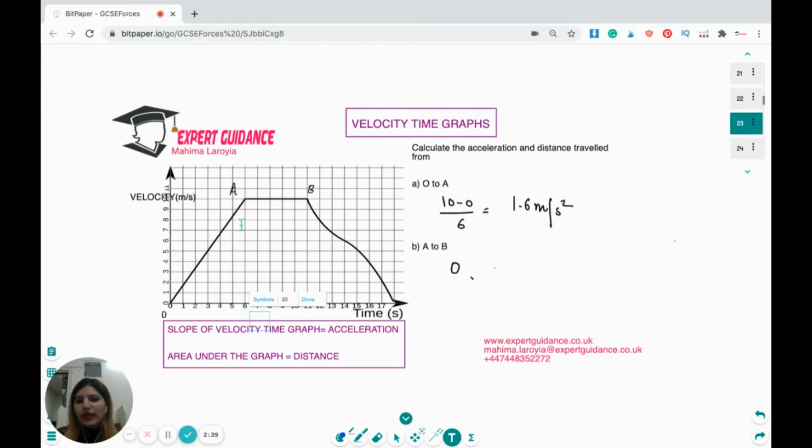So from O to A, we will do 10 minus 0 divided by 6, which is 1.6 meters per second square. And from A to B, since there's no change in velocity, the change in velocity is 0. So the acceleration in this part will be 0.